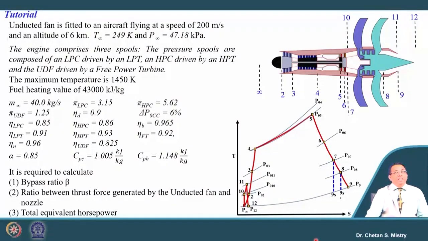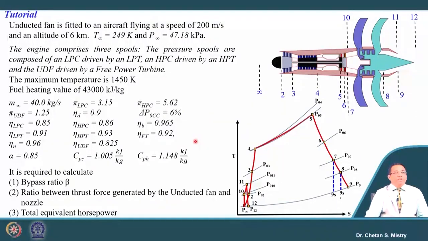It says the engine comprises a 3-spool configuration. The pressure spools are composed of an LP compressor driven by an LP turbine, an HP compressor driven by an HP turbine, and the unducted fan driven by a free power turbine. So, here we have the HP turbine, the LP turbine, and this is what we call a free turbine configuration. The maximum cycle temperature is 1450 Kelvin. The calorific value or fuel heating value is 43,000 kilojoule per kg.